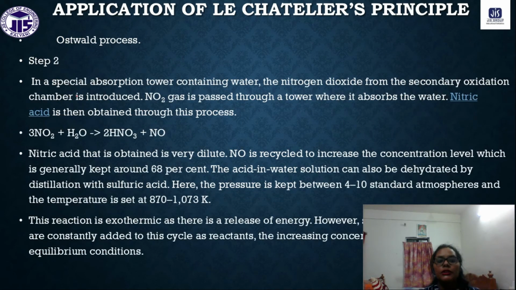In the step 2 process, the nitrogen dioxide from the secondary oxidation chamber is introduced into a special absorption tower containing water. NO2 is passed through a tower where it absorbs the water. Nitric acid is then obtained through this process. So NO2 plus H2O gives HNO3 plus nitric oxide. The nitric acid that is obtained is very dilute. Nitric oxide is recycled to increase the concentration level, which is generally kept around 68%.